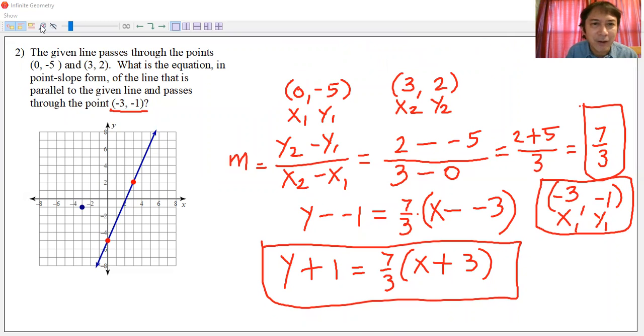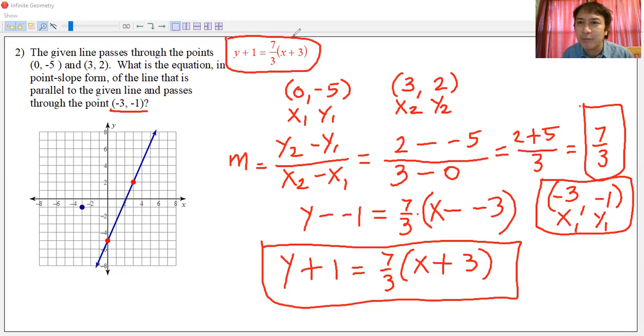There, okay? Now let us display the answer. You can see the answer over here. y + 1 is equal to 7/3 times (x + 3). So that goes to our second number. Let's continue with the third.